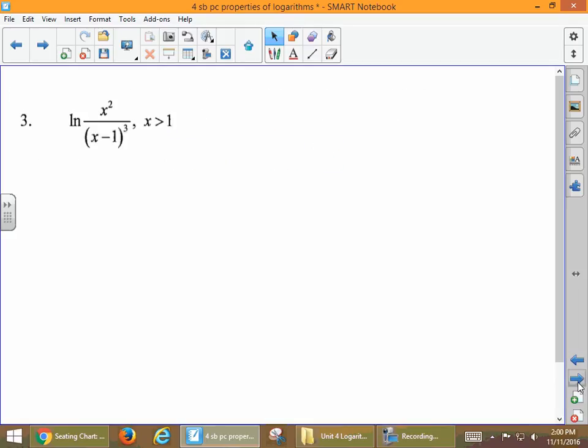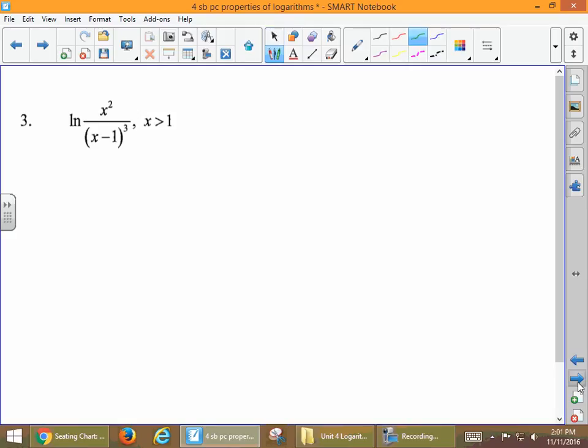Number 3, once again, is a division problem. And we're going to do the quotient property because we have a division. Natural log of x squared divided by the quantity of x minus 1 cubed. This x is greater than 1 is our domain of the function. So the value has to be greater than 1 for us to be able to work this out at all. But what we're going to do is we're going to expand it.